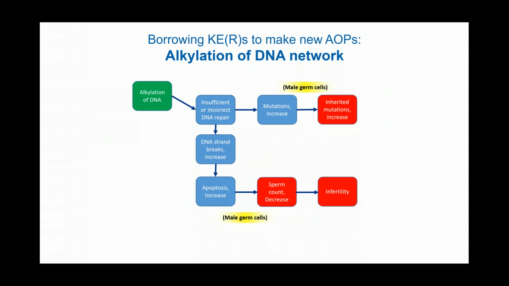As I was mentioning, Vinita is borrowing some of my elements, but there's other work going on, and this is an example of some things that we're thinking about now. Across the top is our alkylation of DNA leading to inherited mutations, and one of the things we're developing now is an AOP that leads through alkylation of DNA to declines in sperm count and infertility. And we can also build upstream of that. There's more than just alkylation of DNA that can lead to mutations. Of course, there are all kinds of other molecular initiating events.